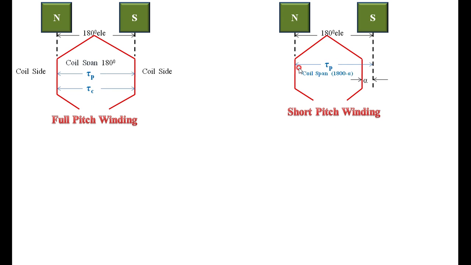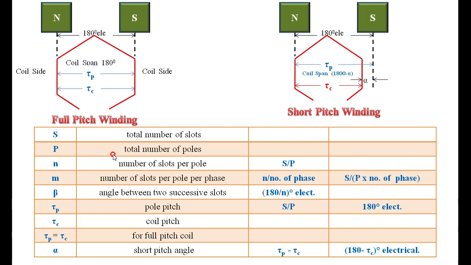Whereas in this case you can see this is the pole pitch, that is 180 degrees of pole pitch, whereas the coil span is less than 180, that is 180 minus alpha, then this is called as tau C, therefore it is a short pitch winding. If tau C is less than tau P, then it is called short pitch. If tau P and tau C are both equal, then it is called the full pitch winding. These are some of the terminologies relating to the full pitch winding and the short pitch winding.